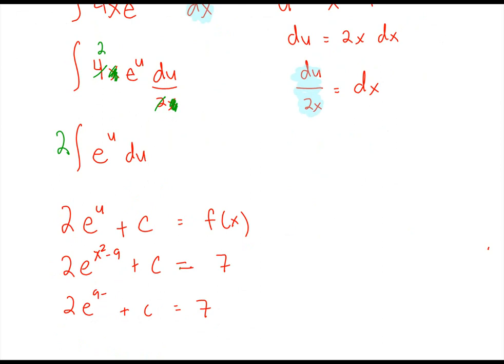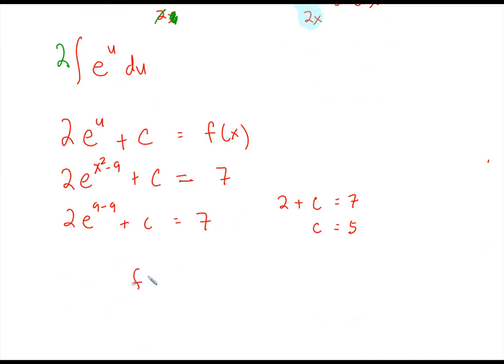9 minus 9 gives you 0. Anything to the 0 power is 1. So basically we're going to end up with 2 times 1, which is 2, plus c is equal to 7. So c is equal to 5. So our function is going to be f of x is equal to 2 times e to the x squared minus 9. And then instead of plus c, we know c is positive 5 now. So this is our function. Okay?